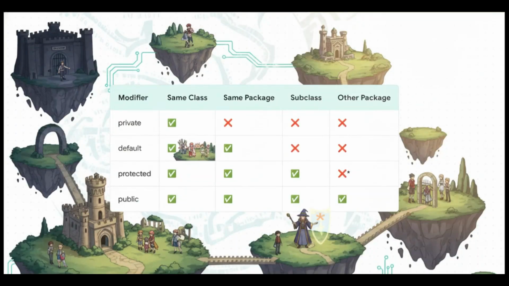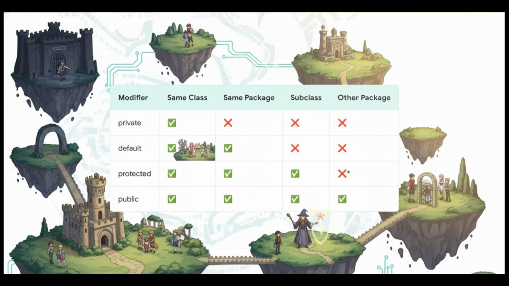To actually implement all those pillars we just talked about, we have to look at the granular tools, the modifiers, and the syntax rules that act as the glue and the guardrails of our Java code. Let's talk access modifiers. These control visibility. Private is the ultimate lockdown. It's only accessible within the exact same class.